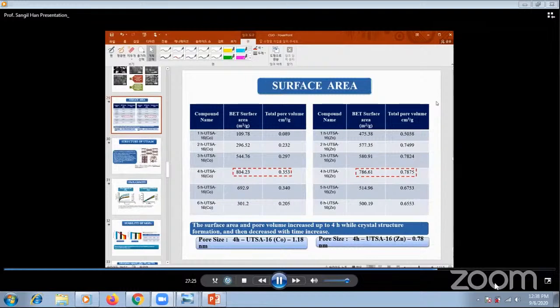Here are the surface area results, measured using BET instruments. The first table shows UTH-16 cobalt. The second table shows UTH-16 zinc. As the reaction time increased, the BET surface area also increased for both materials. But it shows the maximum surface area and pore volume when the reaction time was 4 hours. After 4 hours, at 5 hours and 6 hours, the surface area and pore volume decreased again. So that means the 4-hour reaction time was optimal.